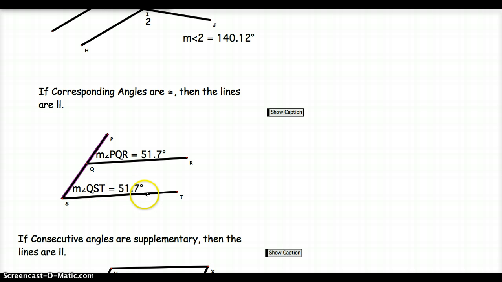We can prove that these are parallel if angle PQR, that's this angle right here, is congruent to angle QST, it's this angle right here, because these are corresponding angles. They're on the same side of the transversal and the same spot on their line. If they're congruent, then the lines are parallel. And you can see that PQR is 51.7 and QST is 51.7, so they are congruent. So line TS is parallel to line QR.